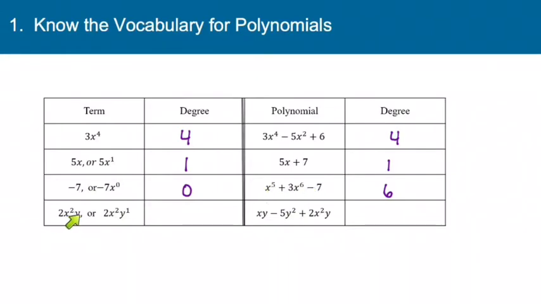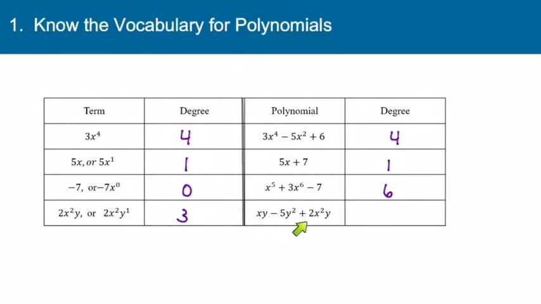Now here is a term that contains two variables. So this one says 2x squared y, or in other words, we could say 2x squared y to the first. So if you have more than one variable, then to get the degree of that term, just add the exponents together. 2 plus 1 is 3, so the degree of this term is 3.